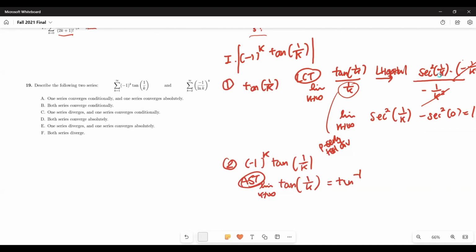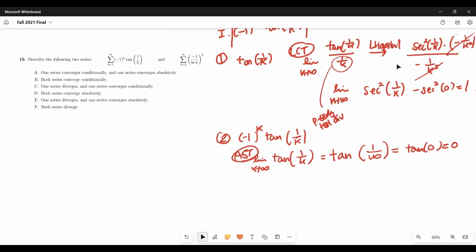Wait, yeah, we don't see that. And then tangent of 1 over infinity, which is tangent of 0. So this is just 0. Okay, so it does go to 0. And the value is decreasing. So it's 1, 1 over 2, 1 over 3, blah, blah, blah.